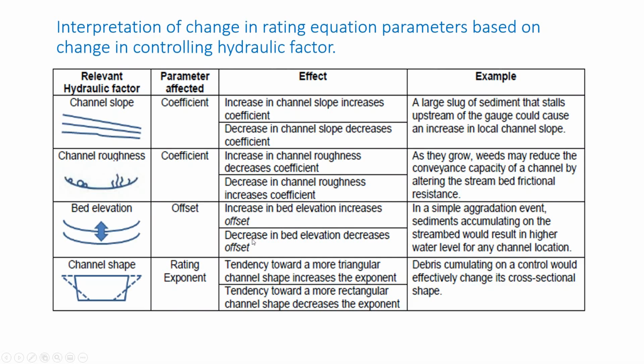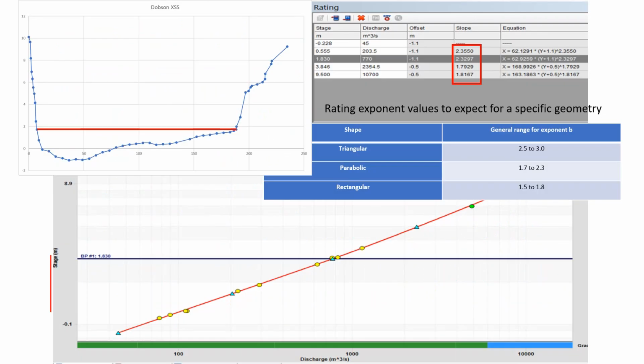And if you get a flood, it erodes the bed down, and you'll get a decrease in the offset. So these are examples of those parameters in our equation and how they are affected by changes in the river. Let's take a bit more of a look at the rating exponent.